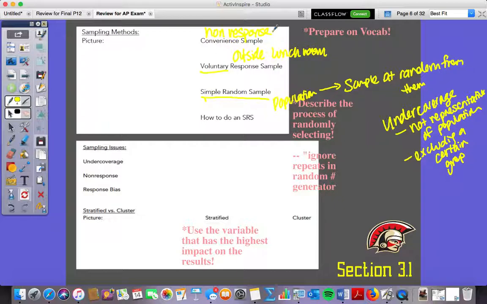Does that make sense? So if I have a convenient sample, then, oh, how about this? If I have a voluntary response sample, that is a bad sampling method. That produces a bias of non-response and could also produce a bias of undercoverage. Okay. Does that make sense? Response bias is also something where people lie. So as we look at that, just a heads up there.